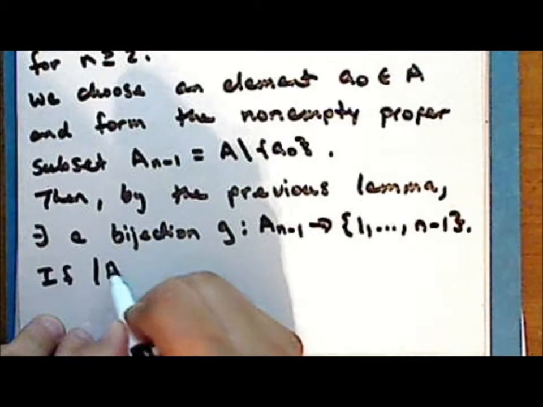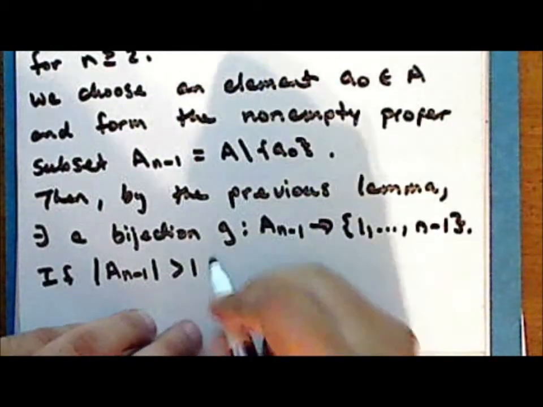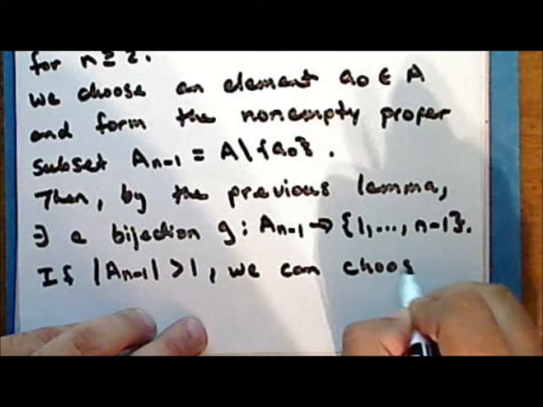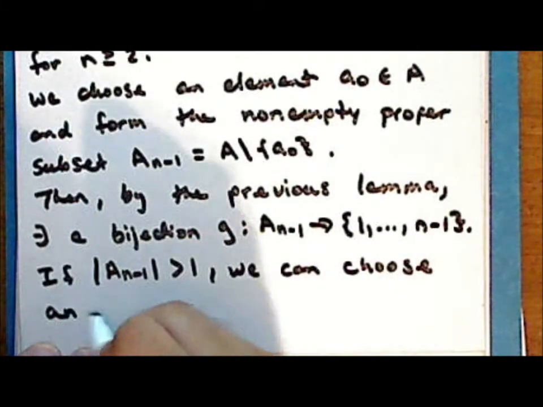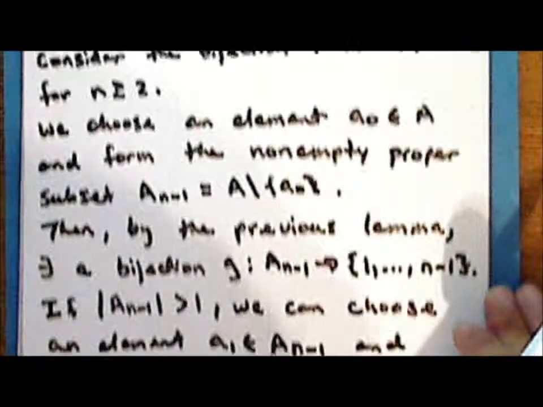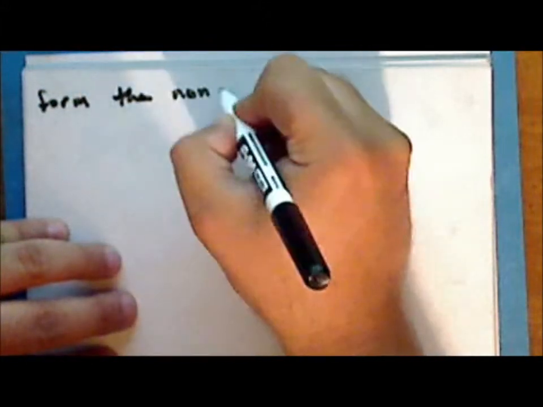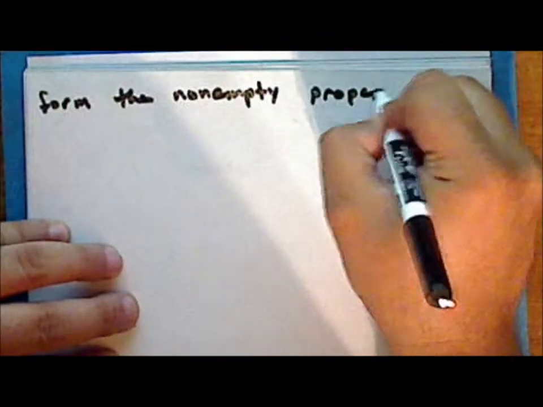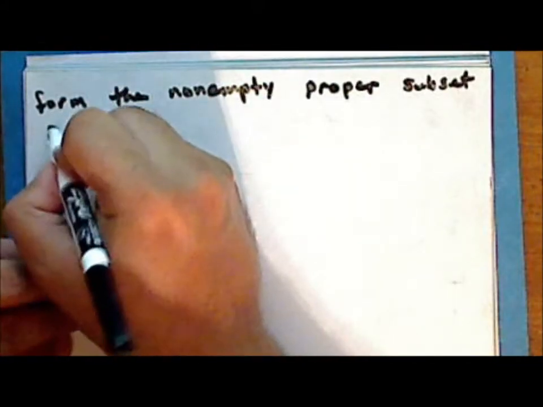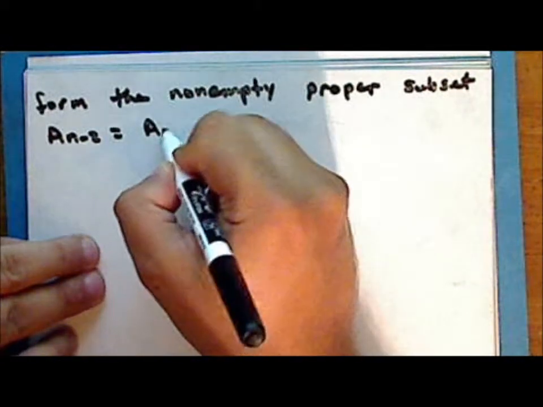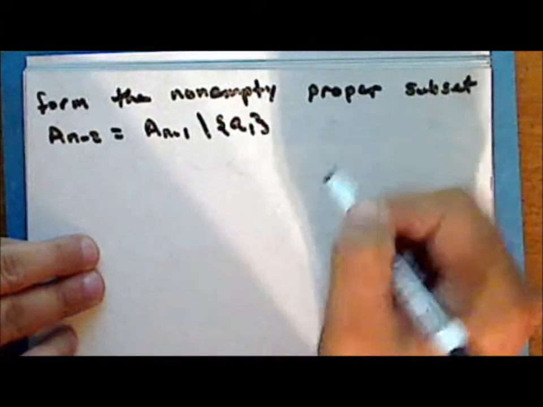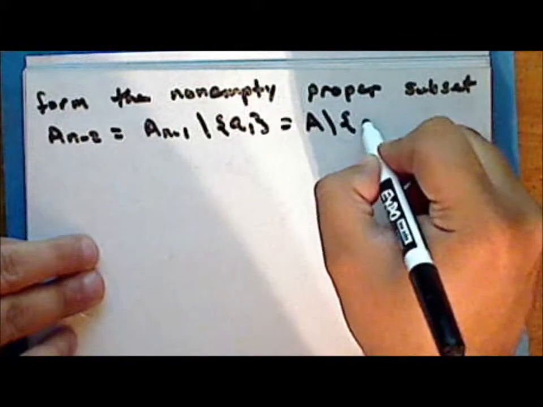Now, if the cardinality of this set is greater than 1, we can choose a second element A sub 1 that is in this set and form the non-empty proper subset which we'll call A sub n minus 2, which is A sub n minus 1 set minus the singleton containing the element A sub 1, which is the same as the set A, set minus the pair A sub naught and A sub 1.